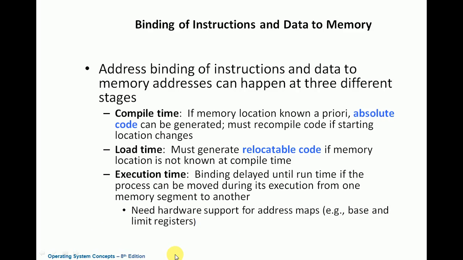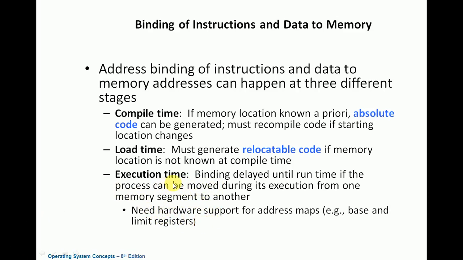Say during execution time, if the process is moved from one memory segment to another memory segment, then it is better to do binding at execution time. So at compile time or load time, we cannot do the binding, because during execution the process may be moving from one memory segment to another. So we may not know the exact addresses in the memory. So it is better to delay binding till execution time. So this is called dynamic binding.